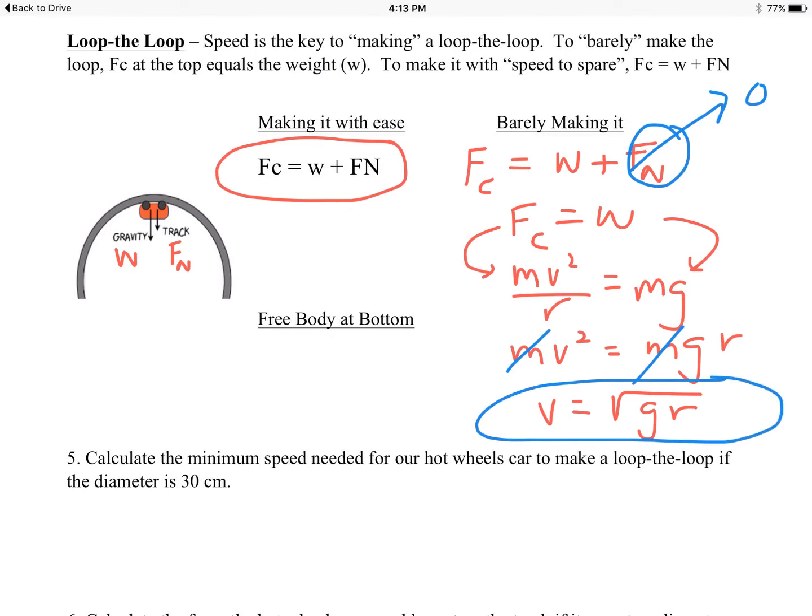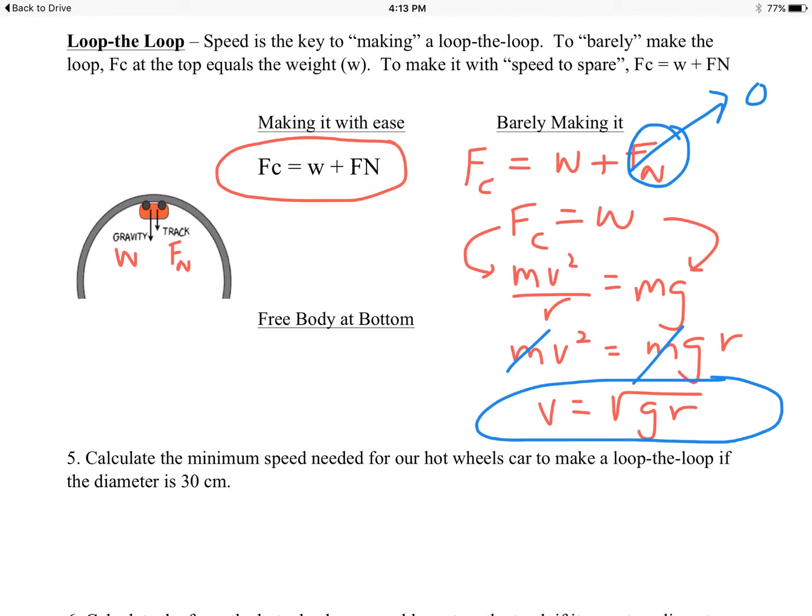If you look at it closely, you can see that there's no mass involved. It doesn't really matter what your mass is. All that matters in making a loop is the radius of the loop and gravity, which on Earth is constant at 9.8. So let me summarize once again at the top there. That's the hardest part. The algebra is not too bad. But when you're just barely making it, your normal force, you're just barely touching the track. When you make it with excessive speed, the track is helping hold you in. So the F sub n will not be 0.